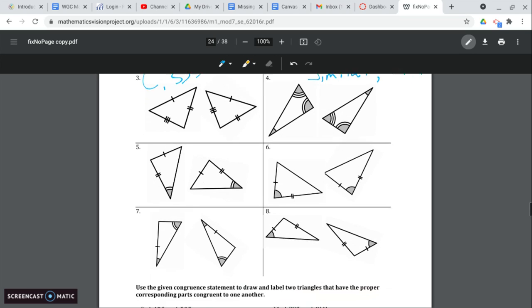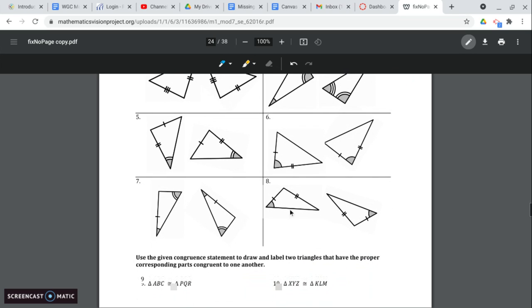This one down here, number 8, we have an angle, a side, and a side. This is not one that we can ever take and prove is congruent. Sometimes they are, but most times they're not, so this is neither.